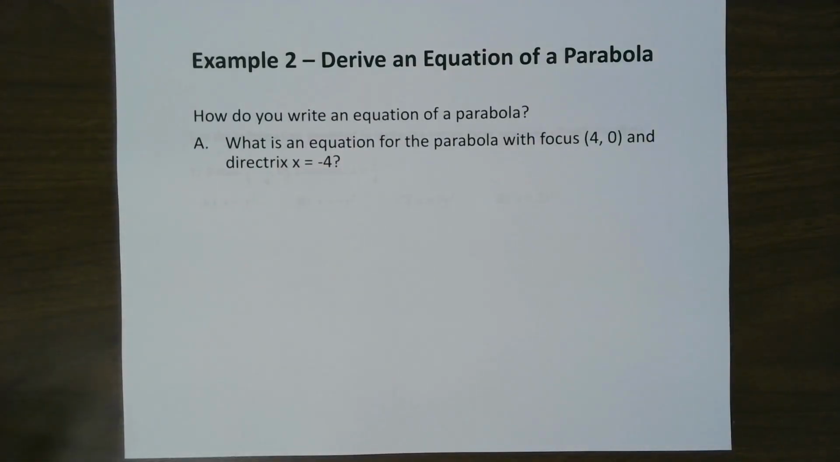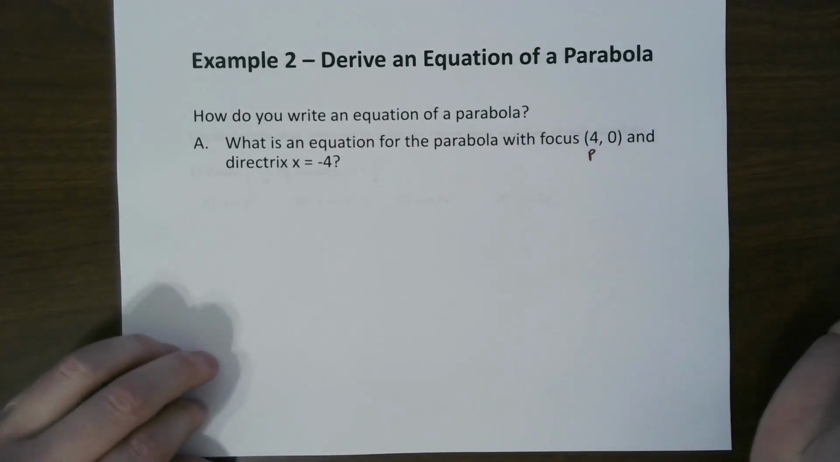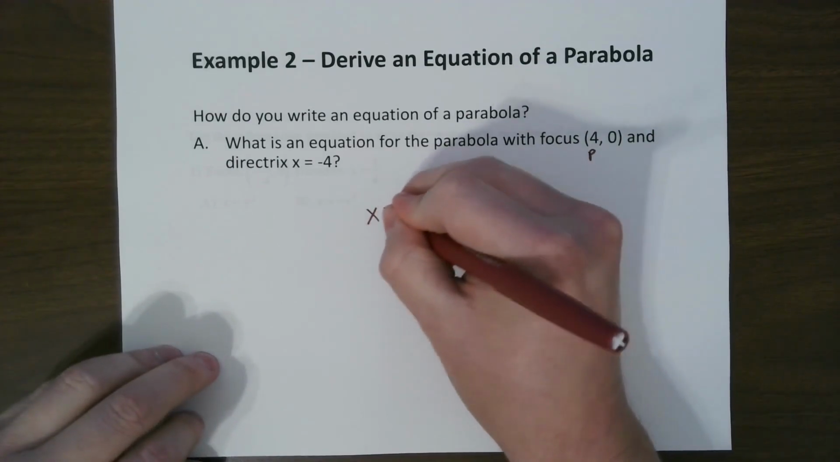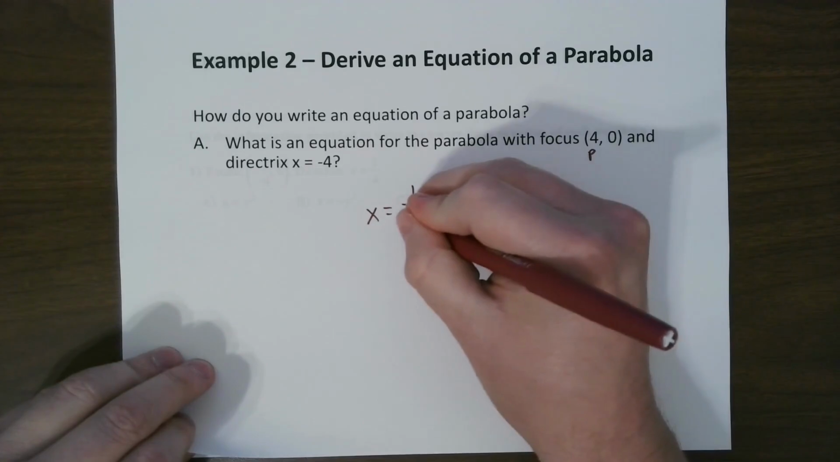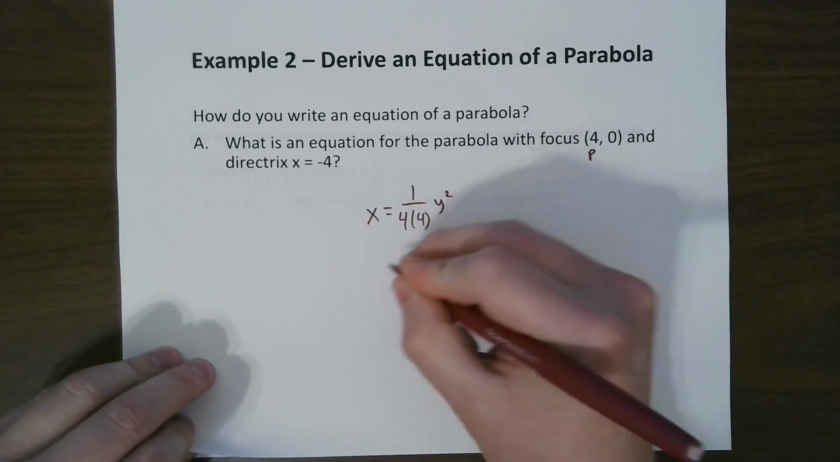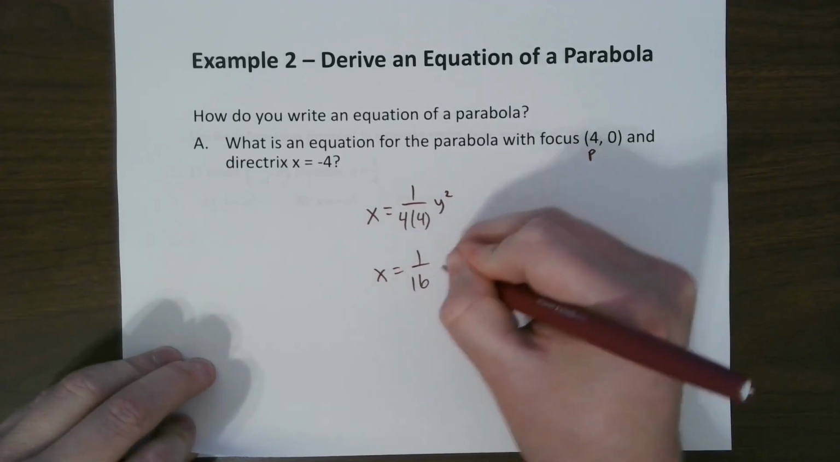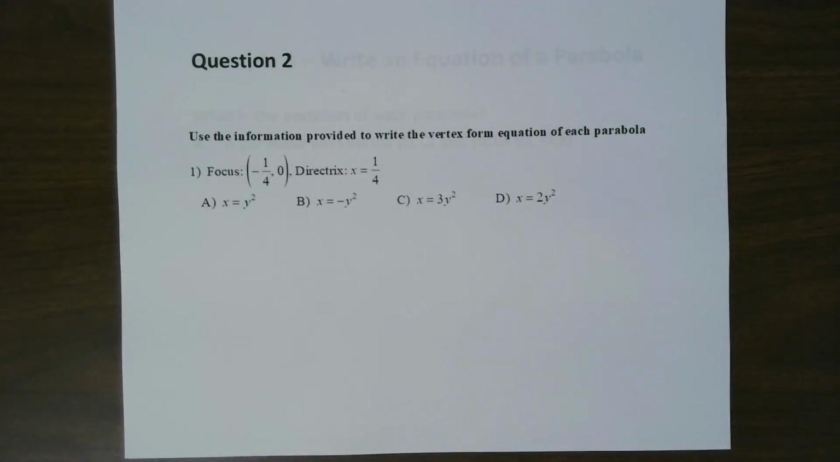Now, what if it's in the x component? Once again, these are opposites, so it's p again. We do x equals this time, because the directrix is x equals. So 1 over 4 times 4 y squared, so x equals 1 over 16 y squared. That's it. Go ahead and try this one.